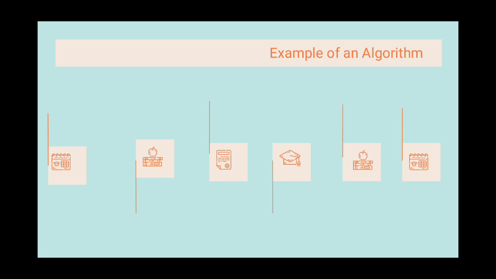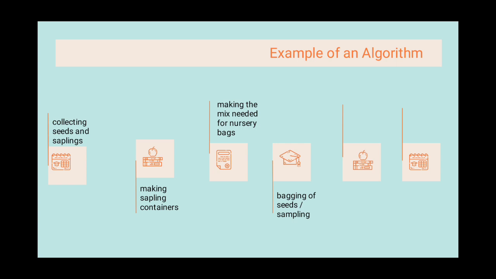Now, example of algorithm. Collecting seeds and samplings. Can you relate this algorithm to Aryan? Yes, Aryan. I have told you about Aryan who wants to make his colony green. He divided his problem into 6 parts. First was collecting seeds and samplings. Second, making samplings container. Third, making the mix needed for nursery bags. Then bagging of seeds and samplings. Then nurturing the samplings. And last, planting, and he succeeded.